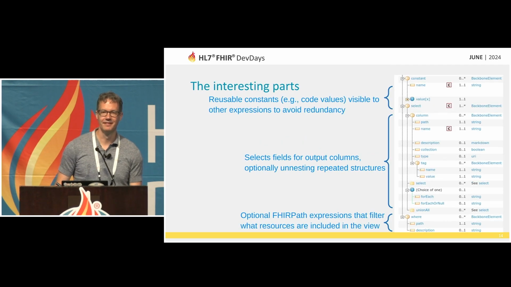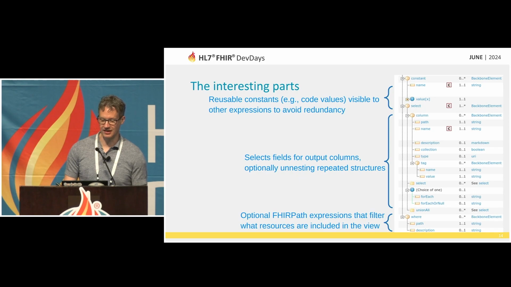So let's expand that. Here's the core of these definitions, and it really boils down to just three major pieces. The first is pretty straightforward. It just defines named constants that we can reuse. For example, if you have a blood pressure LOINC code that you want to use to filter your view definition, you might define a constant for that and reuse it elsewhere in your FHIRPath expressions. So it's just a way to define named constants that can be reused.